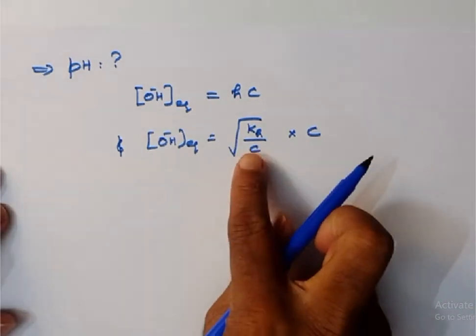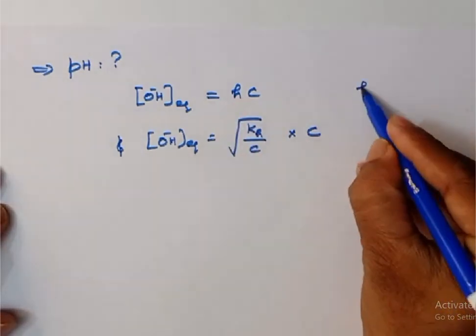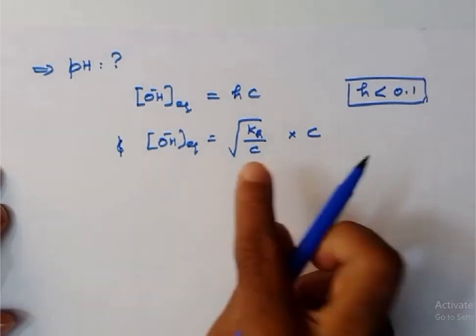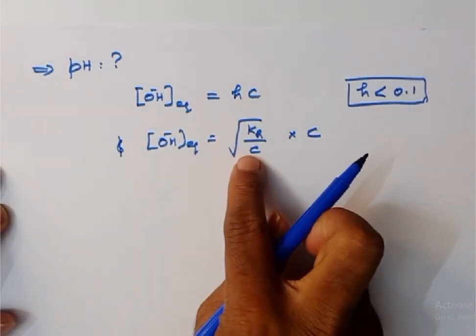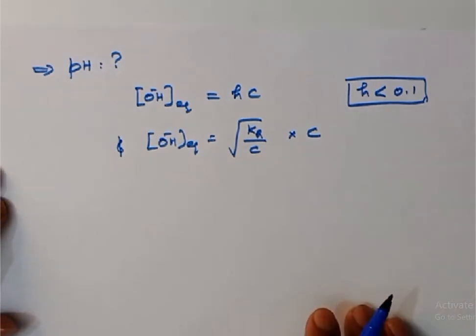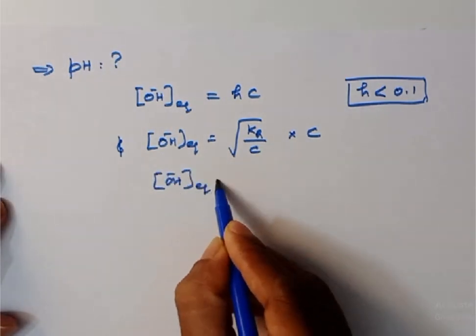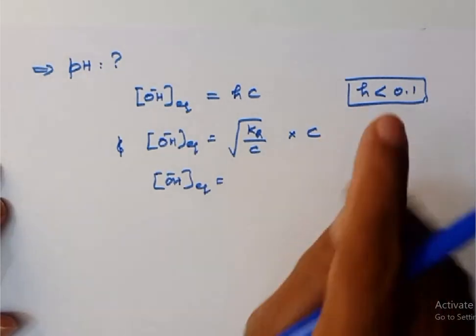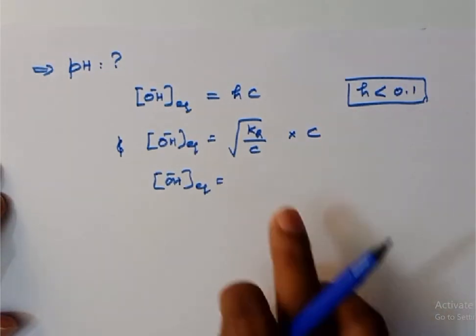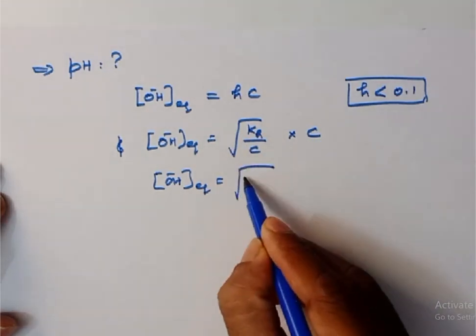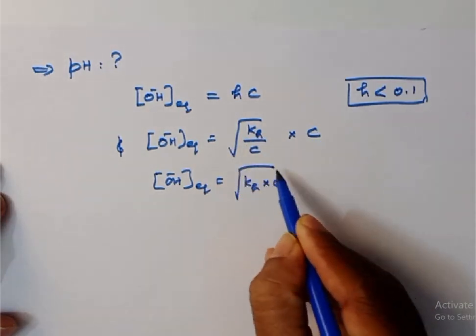I am assuming h is small. If h is less than 0.1, then h can be written as square root of Kh by C. For most of these salts, the h value will be less than 0.1 only. Now, if I bring the C inside, I'll get square root of Kh into C.